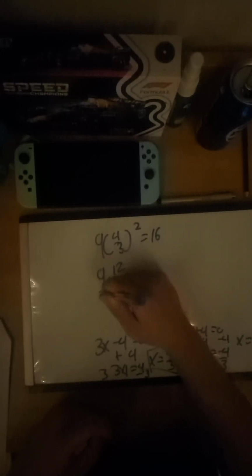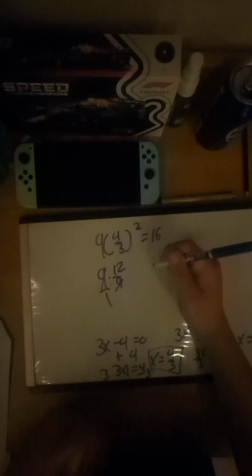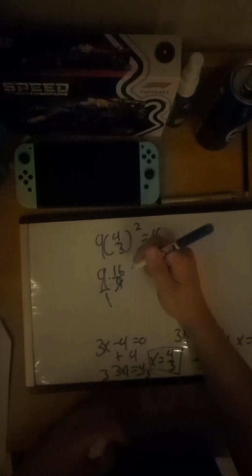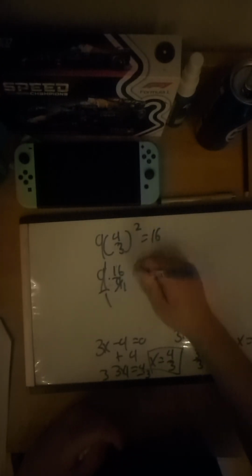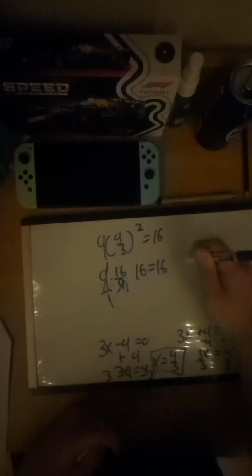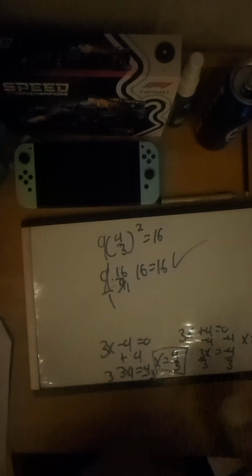Multiplying that by each other, knowing these will cancel out, will give you, oh my bad, this should be 16, apologies. 4 squared is 16. Knowing this will give you 1, so 16 does indeed equal 16. And that's B for you.